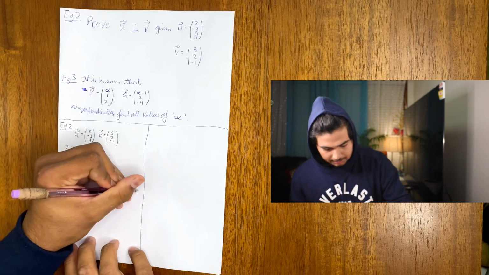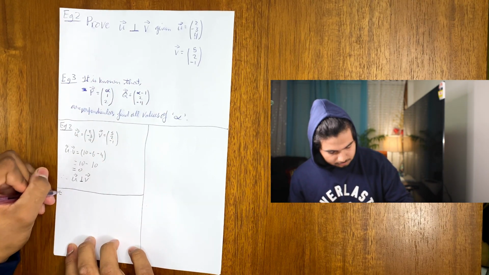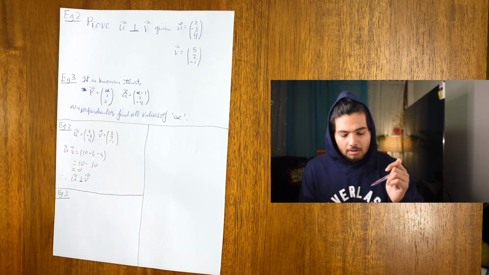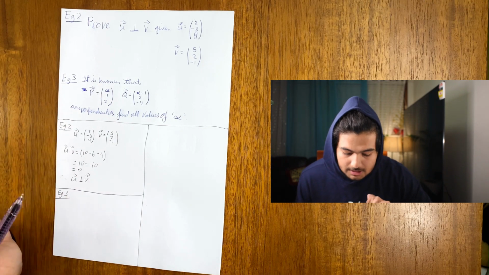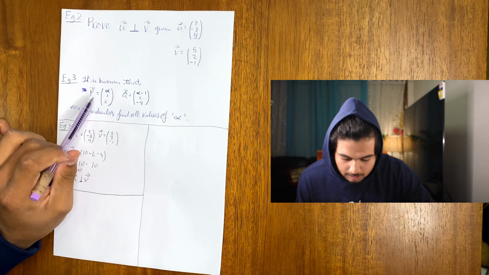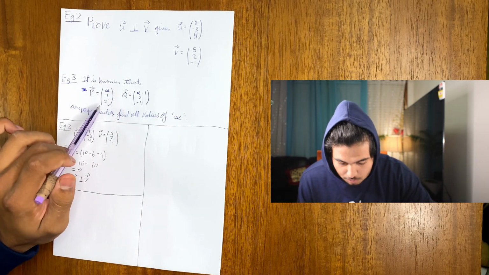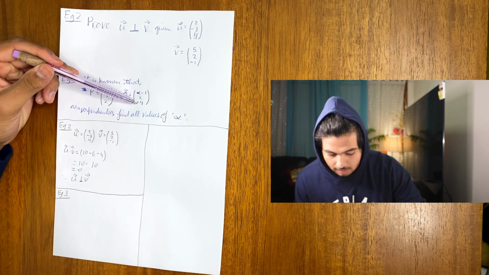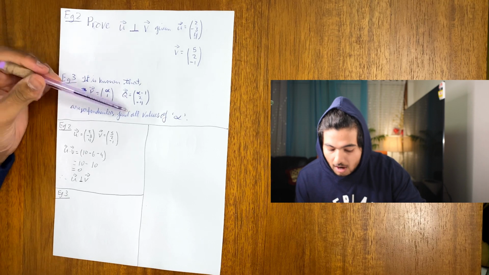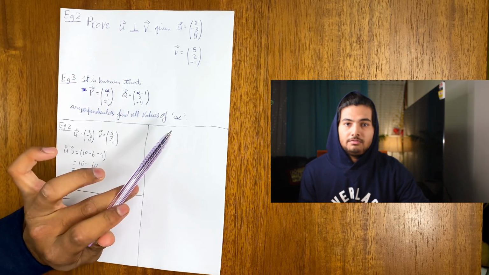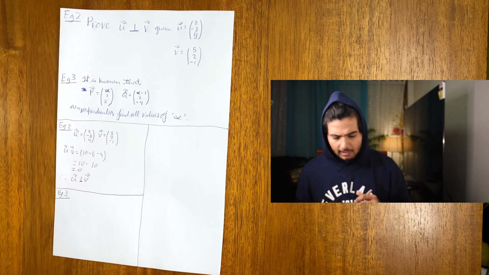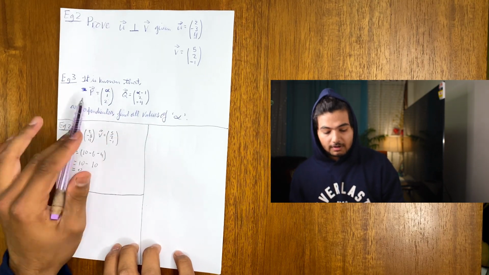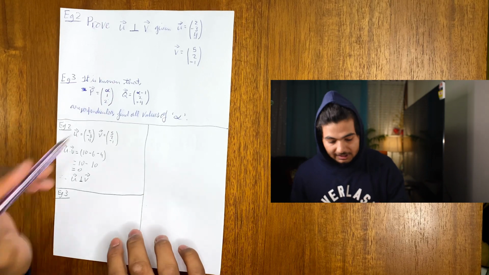So eg3, it is known that vector p, we have alpha, 1, 2, and vector q, alpha minus 1, 2, -4, are perpendicular. Find all values of alpha. Okay, so we know that these two vectors are perpendicular to each other. Let's take the dot product.